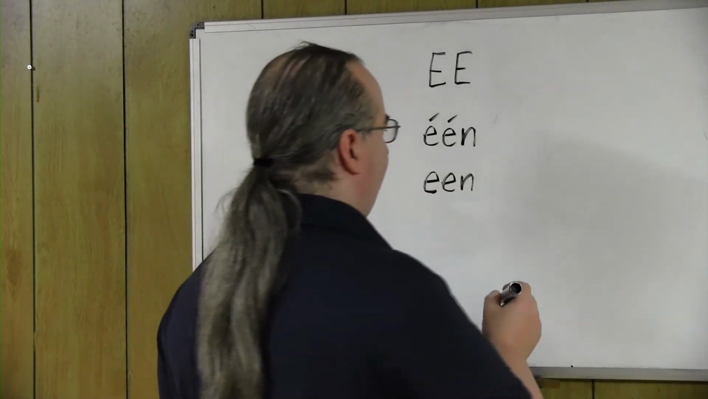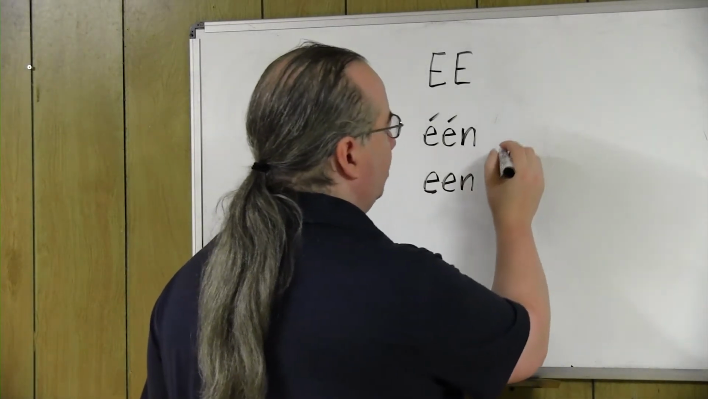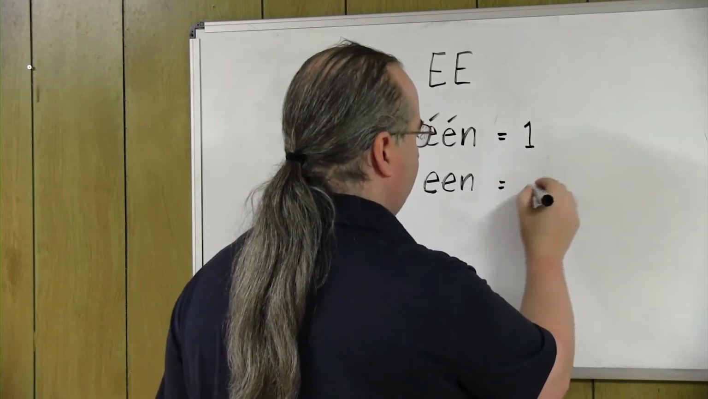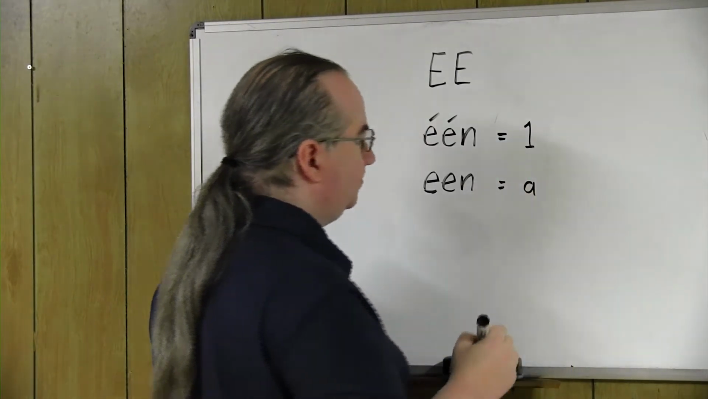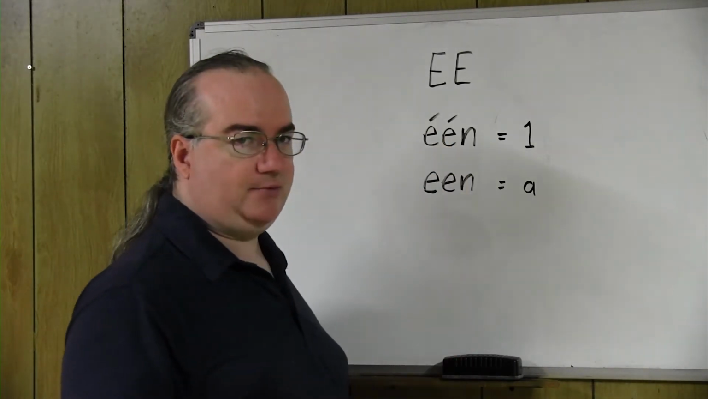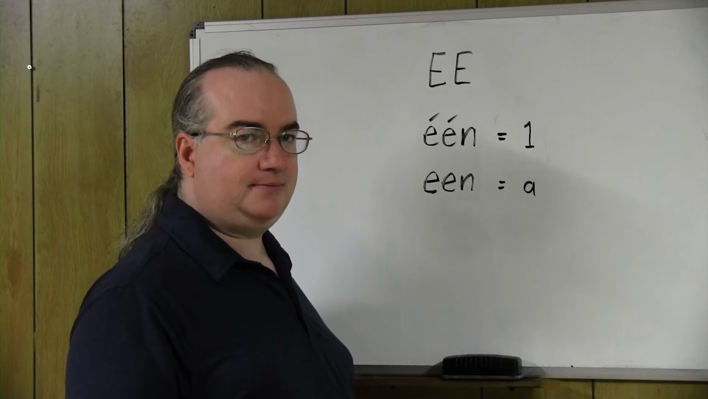And to help you remember, first we need to know what these words mean. This one is the number one, and this one is the article a. And so you can think of these little accent marks as little slanted ones, if that helps.